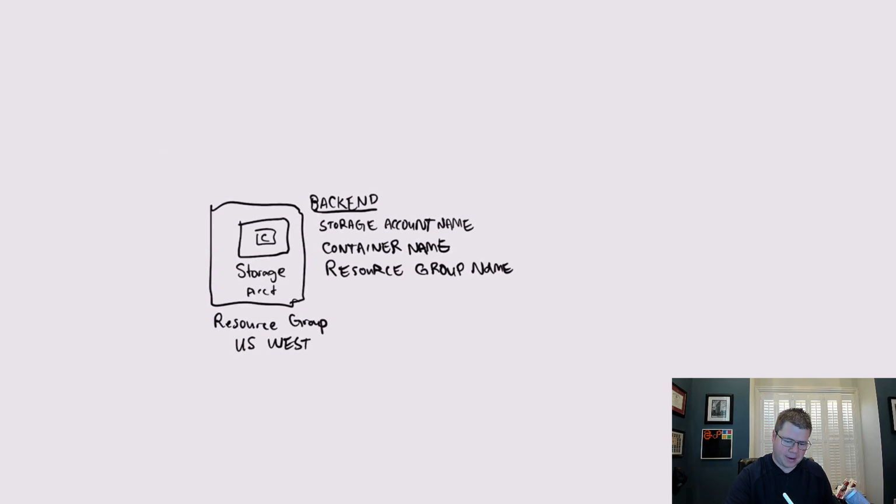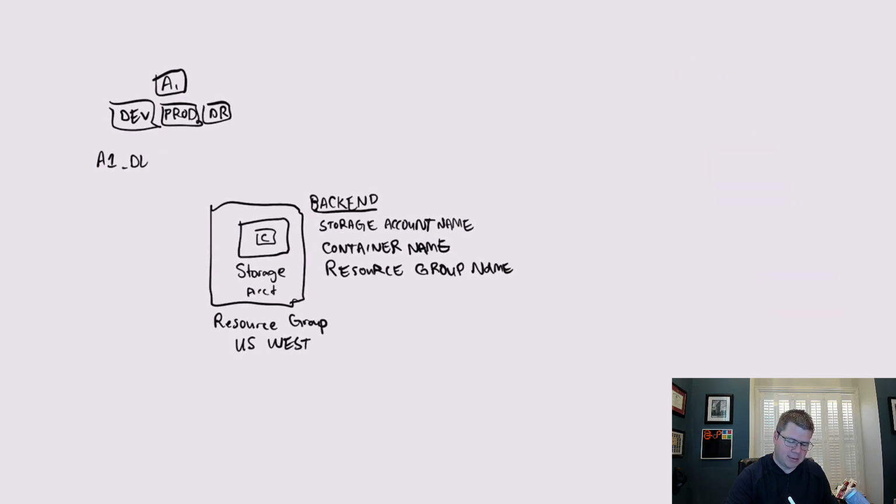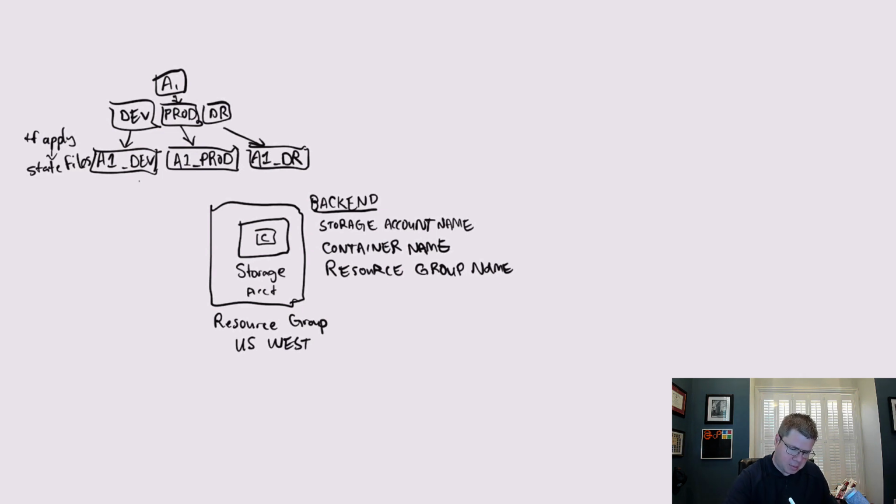Let's say we have an application, we'll call it App 1, and App 1 has several environments. Each of these environments is going to have a backend key, which is going to be a concatenation of the application name and the environment name. So we're going to have A1, A1 dev. And as we run Terraform apply, we are going to generate these state files, and these state files are going to make their way onto this container. This picture is essentially the most basic Terraform backend that you could imagine.